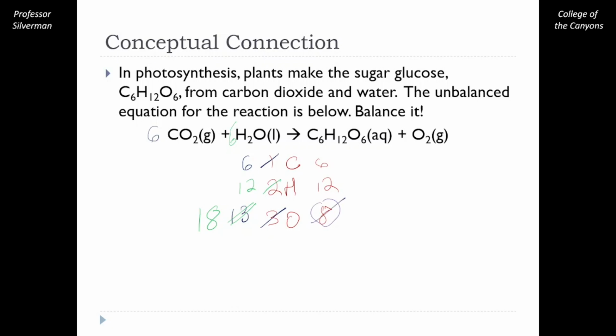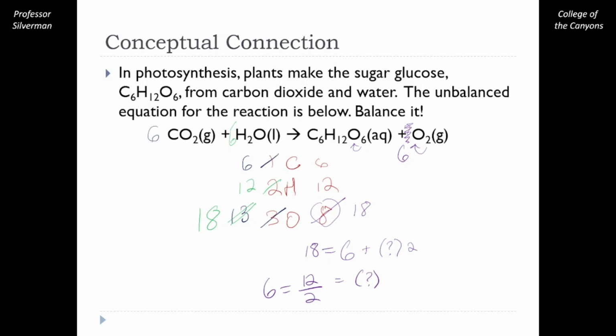Lastly, we need to adjust our oxygens. We're looking to have 18 oxygens. Right now we have 6 from here, and we have some number times 2 from our O2 molecule. We need to get this to add up to 18. It looks like our value here, I called it that question mark, has to be 12 divided by 2, which is just going to be 6. There we go. Now we have a nice balanced reaction.